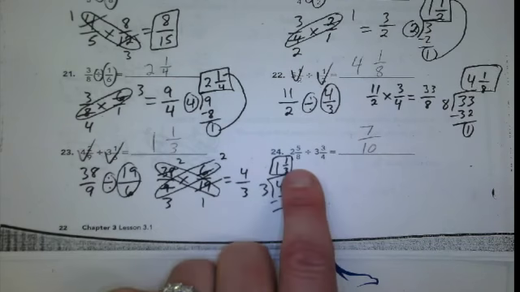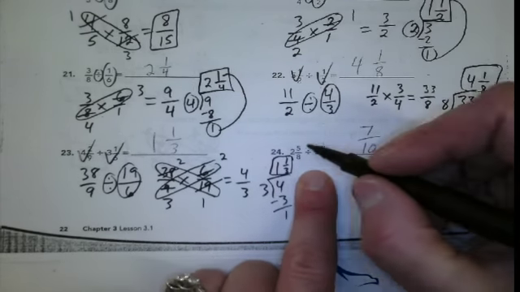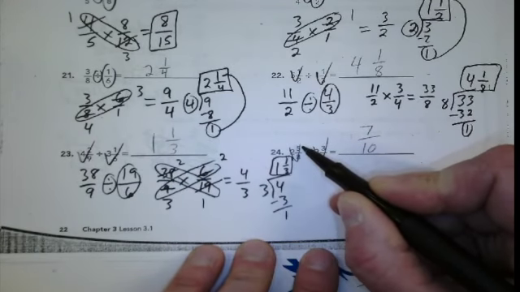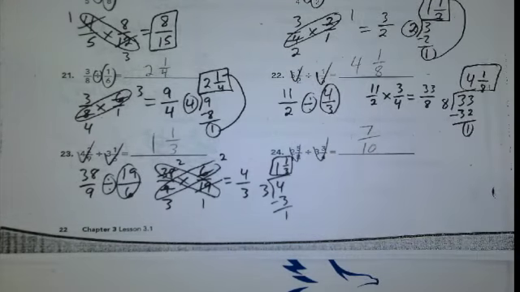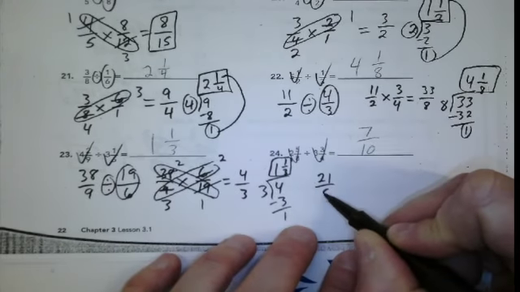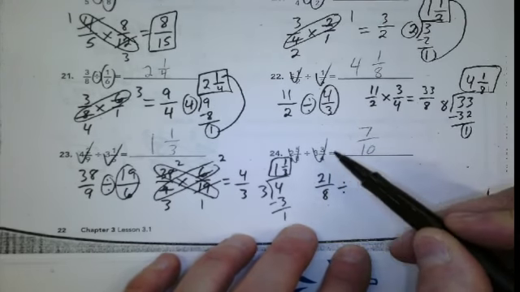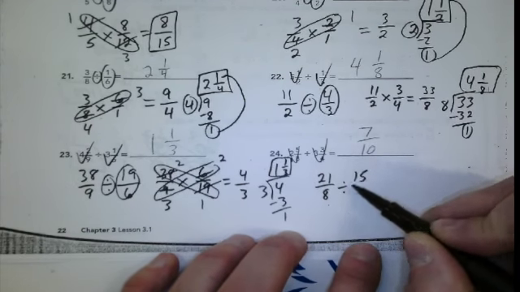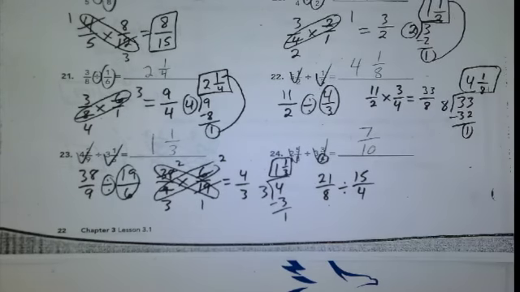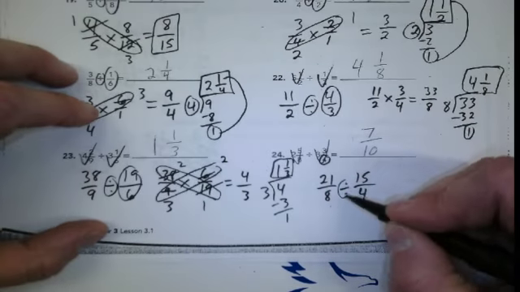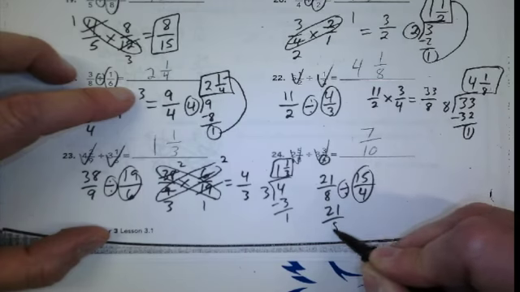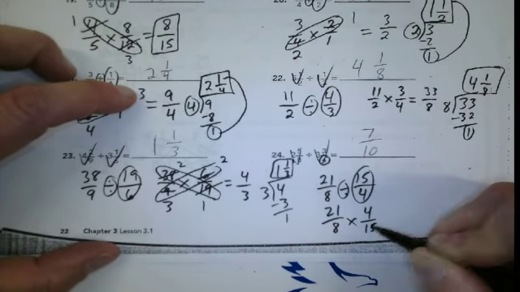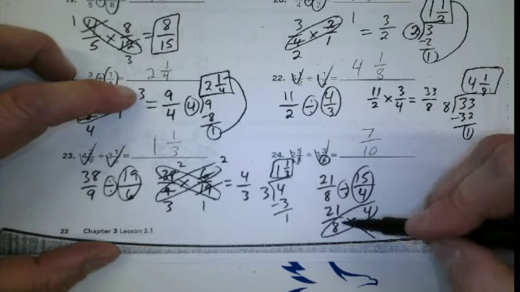The last one, 2 and 5/8 divided by 3 and 3/4, check mark both of these. 2 times 8 is 16, plus 5 is 21. So I'd have 21/8. It is still a division problem. 3 times 4 is 12, and then if I add 3, that's 15 over 4. So keep that. Now, instead of dividing by 15/4, I need to take 21 over 8 and multiply by its reciprocal, 4 over 15.